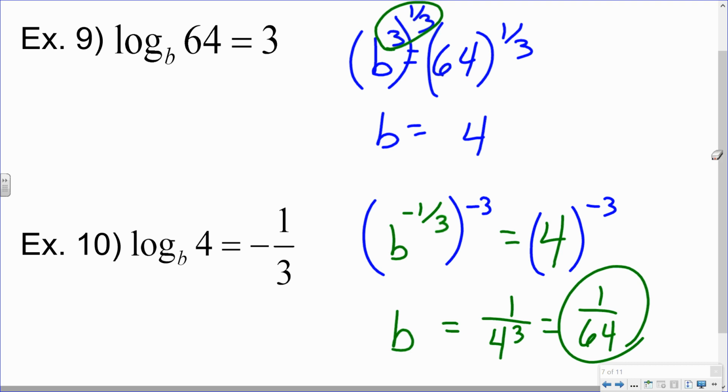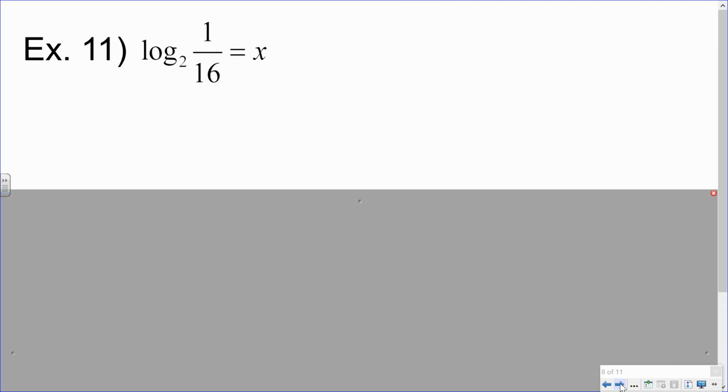Questions? Let's do 2 more. So this time we have log base 2 of 1/16 equals x. These are no calculator problems when you see this kind of stuff, so don't try to just start punching it in your calculators. We need to convert this. So Kyle, would you set this one up for us, please?